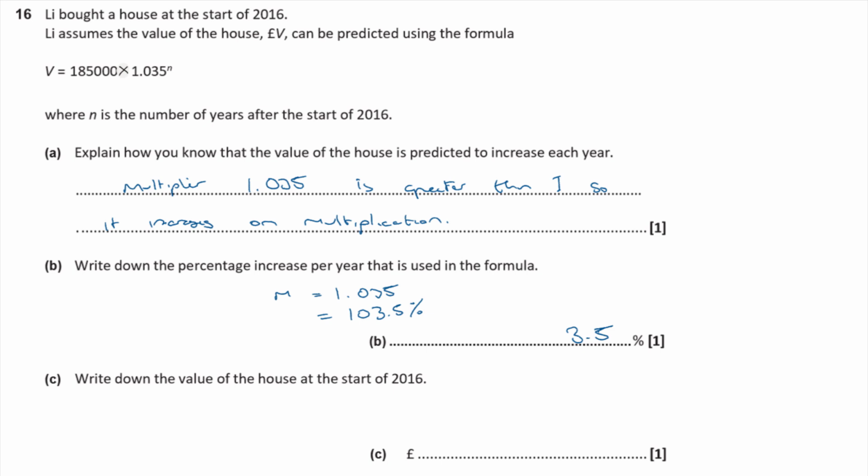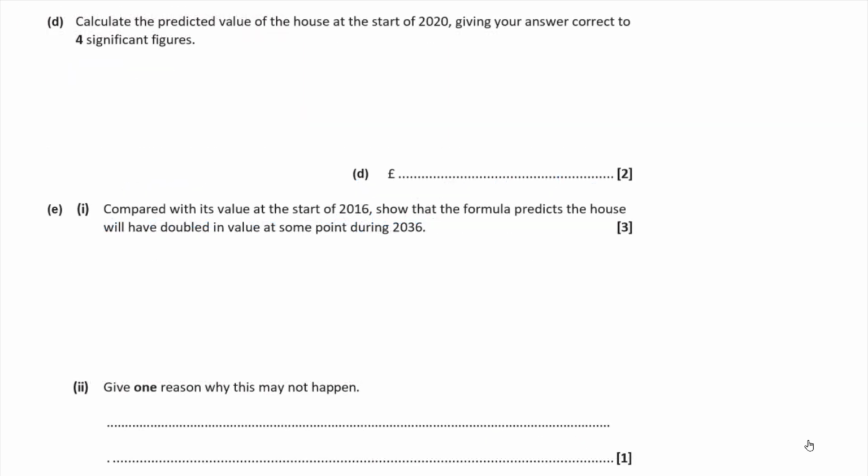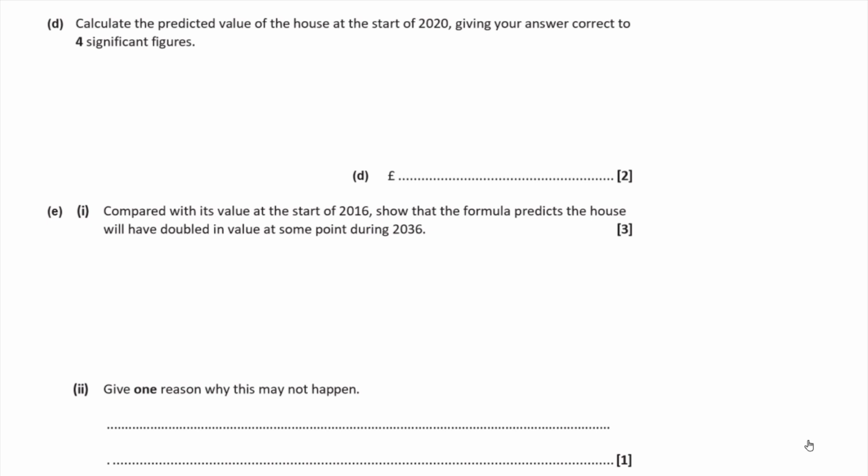Write down the value of the house at the start of 2016. Well, that's got to be this value here then, isn't it? That's our starting price, which is 185,000 then. Okay? Part D, calculate the predicted value of the house at the start of 2020. Give your answer to 4 significant figures. So 2020 is 4 years after 2016, isn't it? So that is our value of n. N is 4.